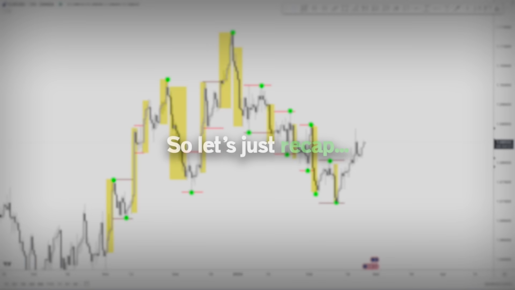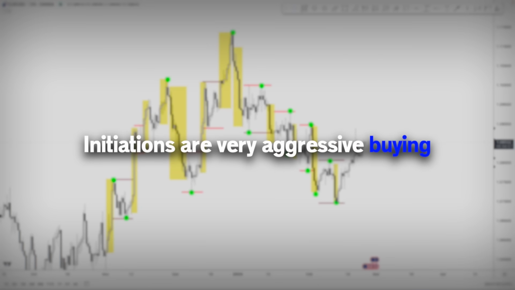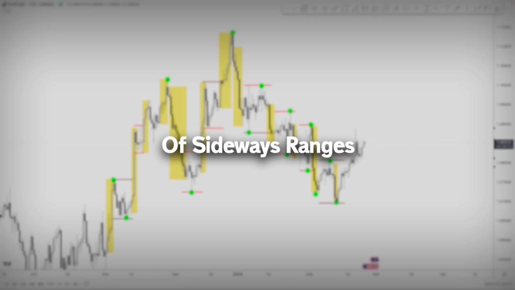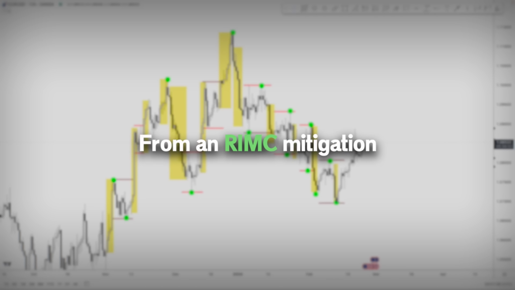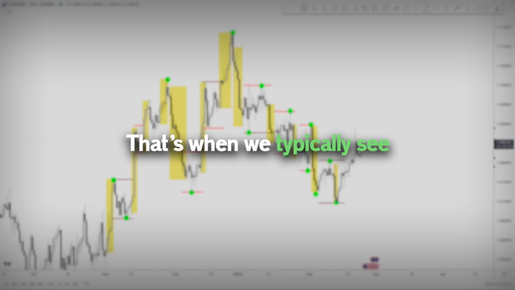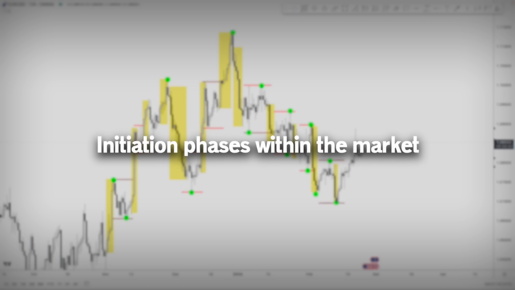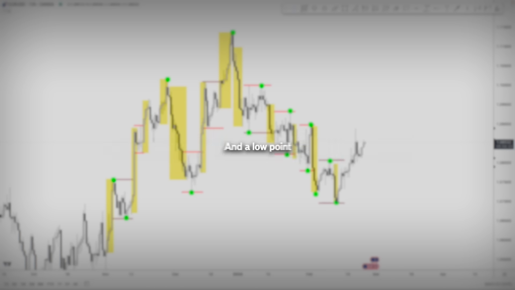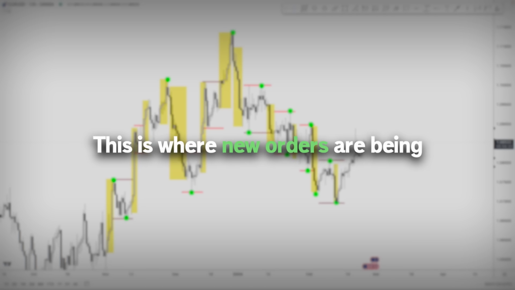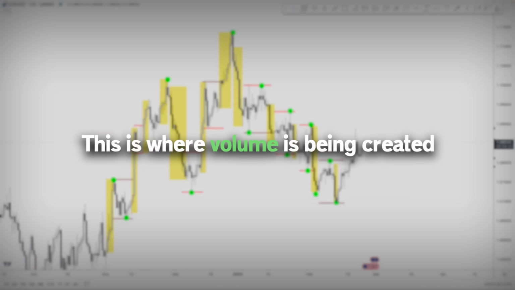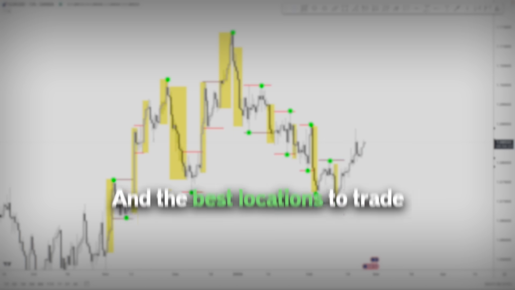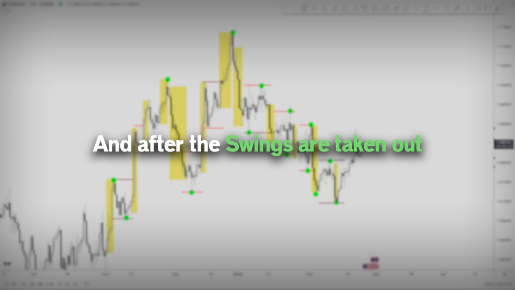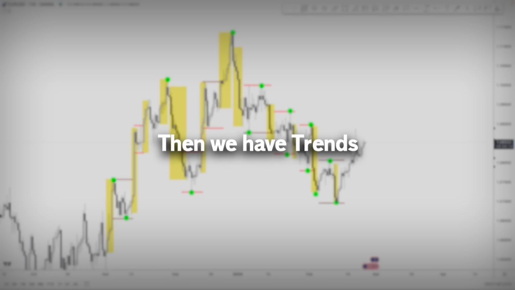So let's just recap. Initiations are very aggressive buying or very aggressive selling. They happen after we break out of sideways ranges or at points of mitigation from an RIMC mitigation. That's when we typically see initiation phases within the market. Sideways ranges are where price is contained between a high point and a low point. This is where new orders are being created in the market. This is where volume is being created in the market. And the best locations to trade from a sideways range will always be the edges and after the swings are taken out.